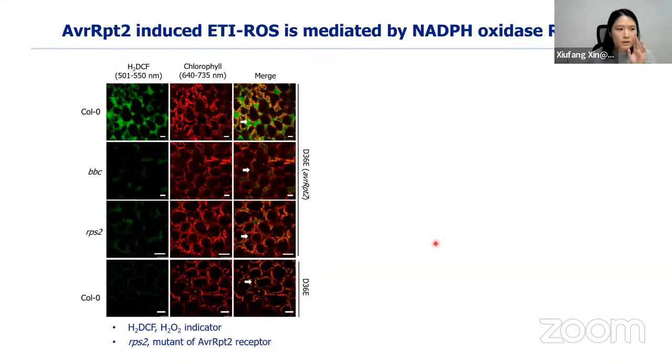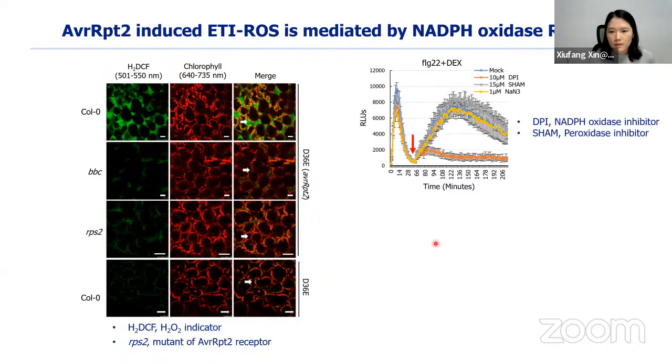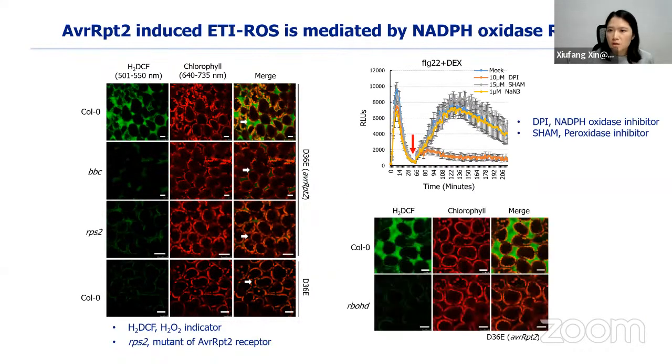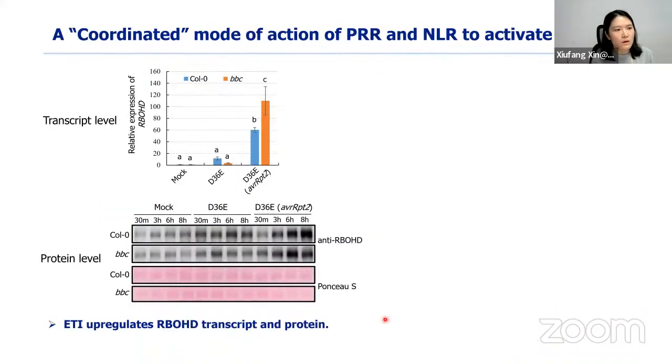Then, using different approaches, we were able to show that this ETI ROS is mediated by the membrane-localized NADPH oxidase called RBOHD. Here we use a fluorescent dye to label H2O2. We can see the H2O2 signal very strongly in the apoplast, while in the rbohd mutant, the signal is completely lost.